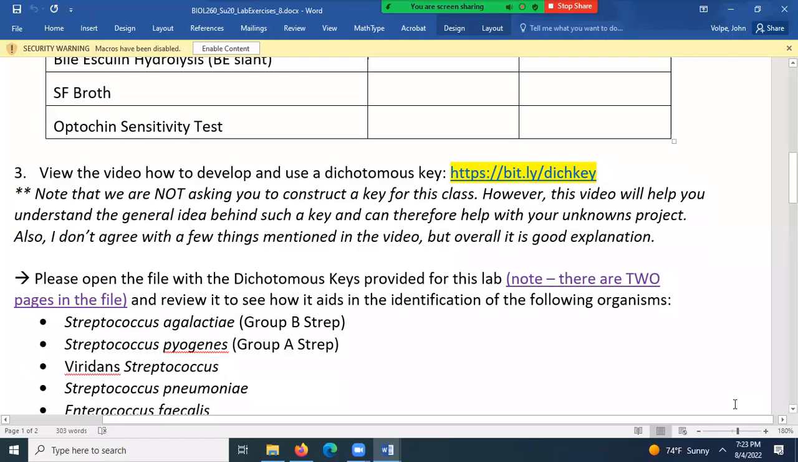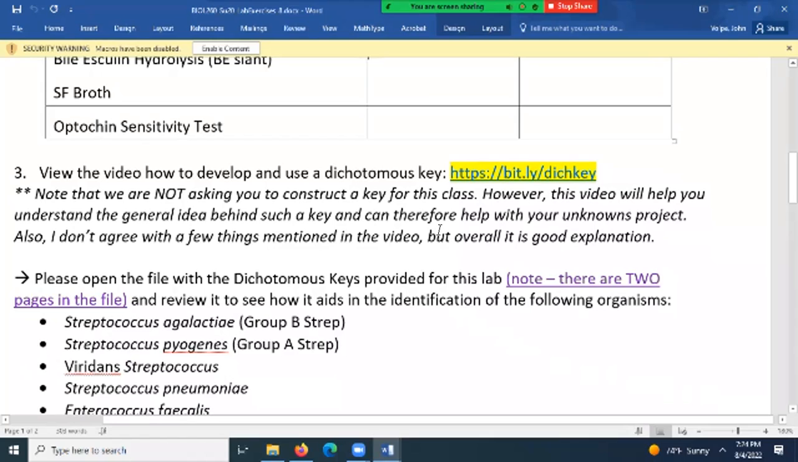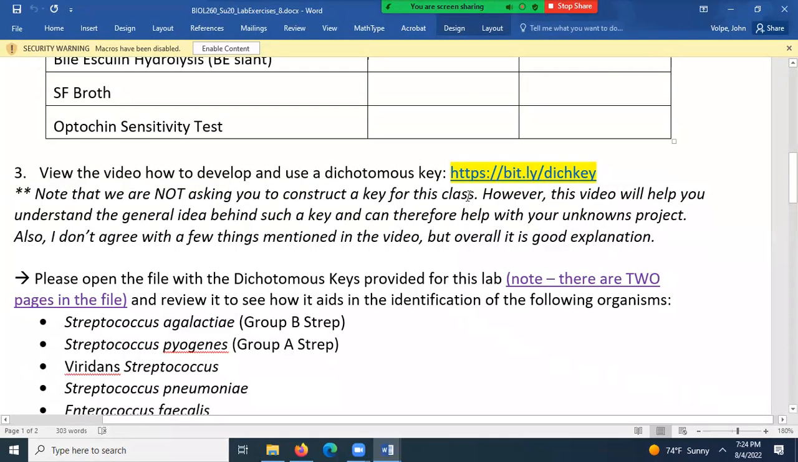All right, then view the video on how to develop and use the dichotomous key. You're not going to be using this dichotomous key, and we're not going to ask you to construct a dichotomous key. However, the video will help you understand the general idea behind using a dichotomous key.